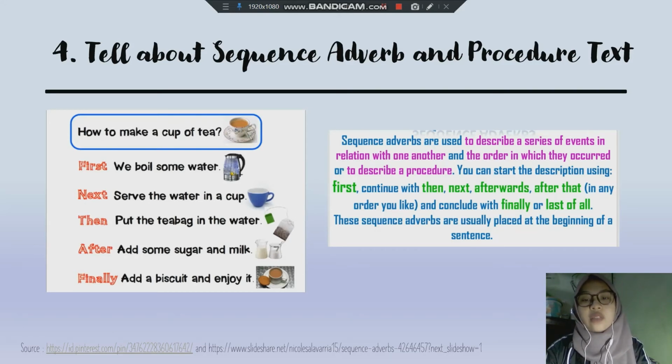This sequence of verbs is usually placed at the beginning of a sentence. For example, how to make a cup of tea. First, we boil some water. Next, serve the water in a cup. Then, put the tea bag in the water. After that, add some sugar and milk. Finally, add a biscuit and enjoy it.